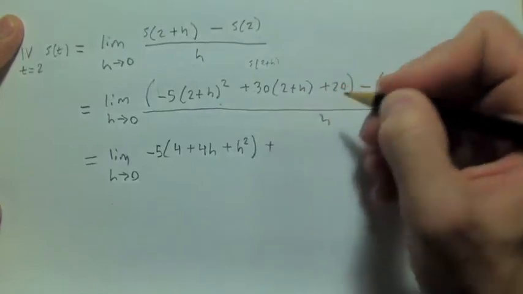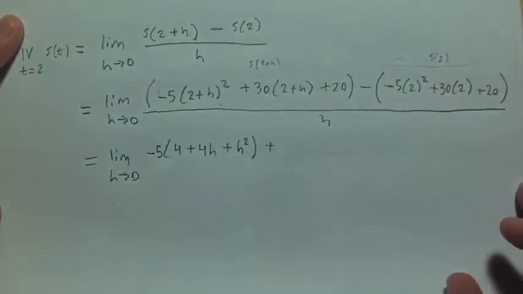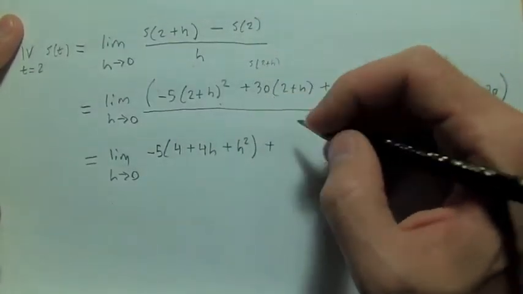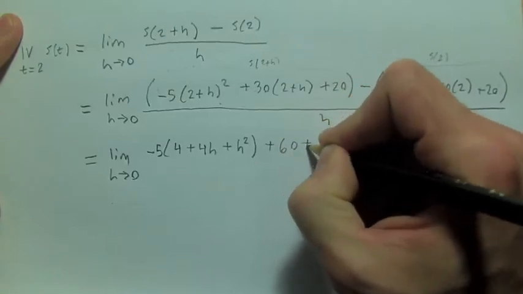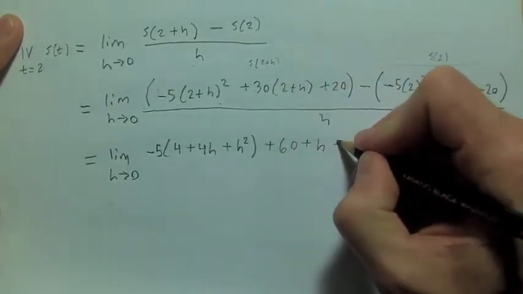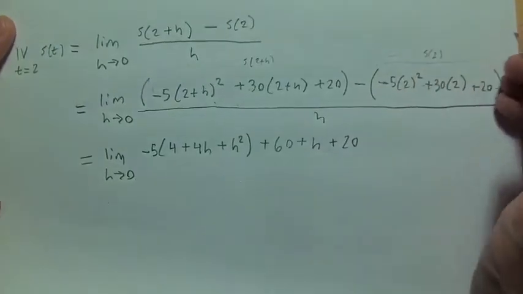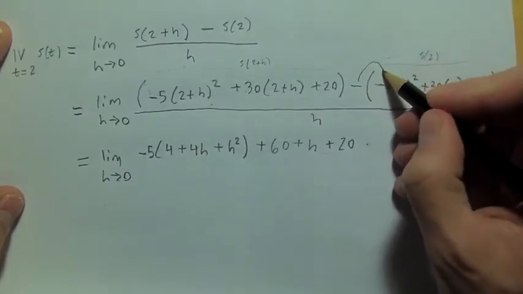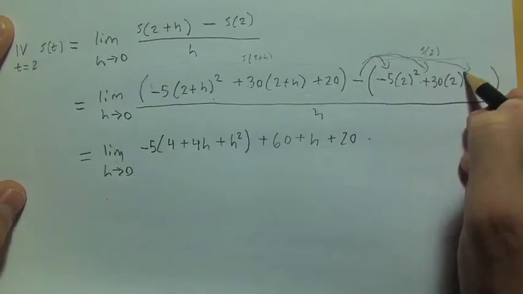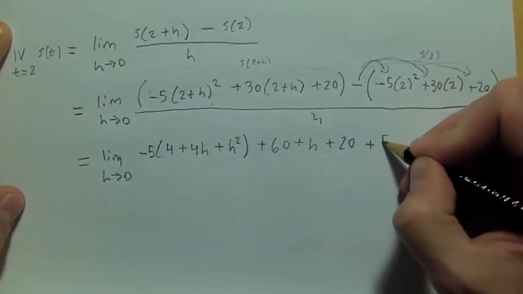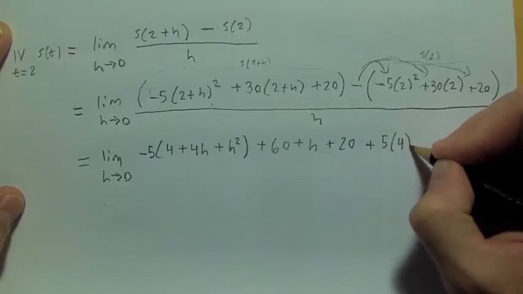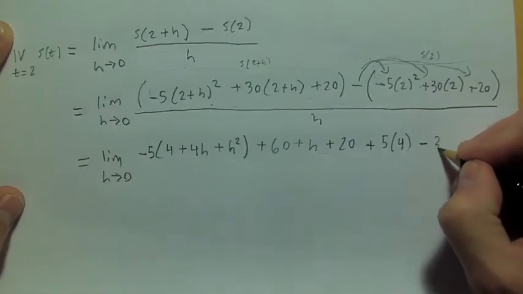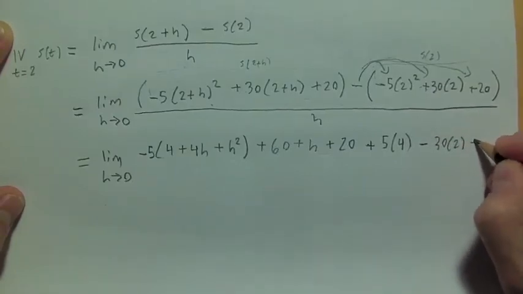If you aren't as well versed in foiling as I am, that's okay. I've been doing this a lot longer. If you have to expand it out, go right ahead. Then this will be plus 60 plus h, plus 20. And this is going to be, now remember, distribute this negative sign across, change all your signs, and I'm going to write it like this. This is going to be 5 times 4, and you'll see in a second why I'm doing that, minus 30 times 2 minus 20.